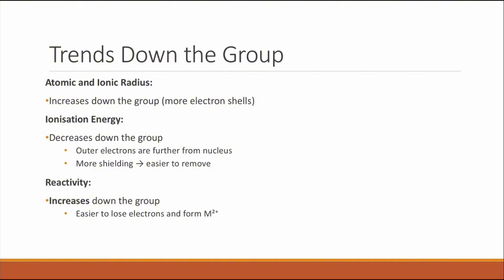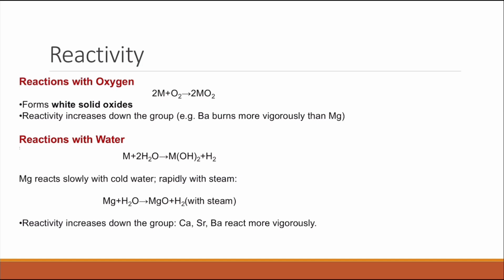So in terms of their reactions, they react with oxygen to give metal oxides, which have the formula MO. And these oxides are white solids. The reactivity, as we said, increases down the group. So barium will burn more vigorously than magnesium with oxygen. The reaction with water: they will react with water to give metal hydroxides and hydrogen gas. The reactivity increases down the group.